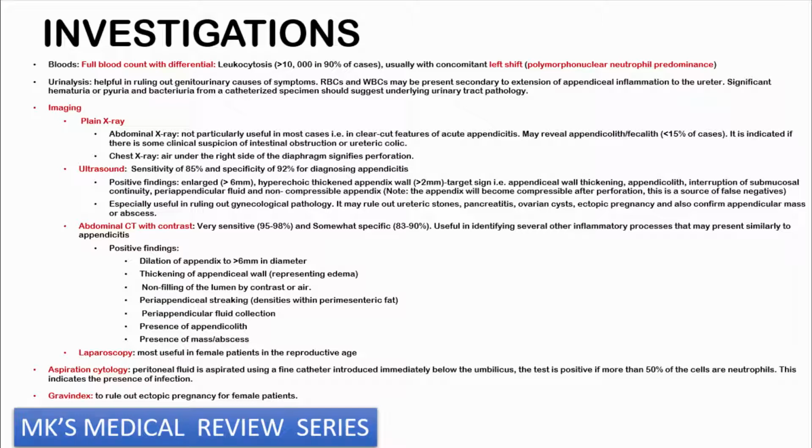And of course, significant hematuria, pyuria, and bacteriuria from a catheterized specimen is going to be suggesting that there is an underlying urinary tract pathology as opposed to appendicitis. Do not also forget to do a Gravindex test to rule out any ectopic pregnancy, especially in females.